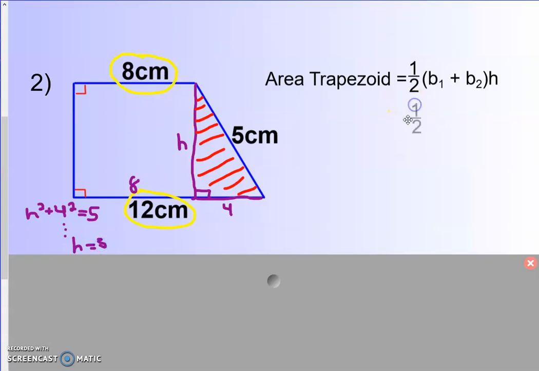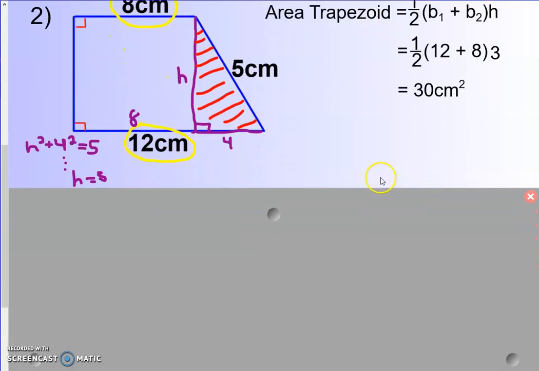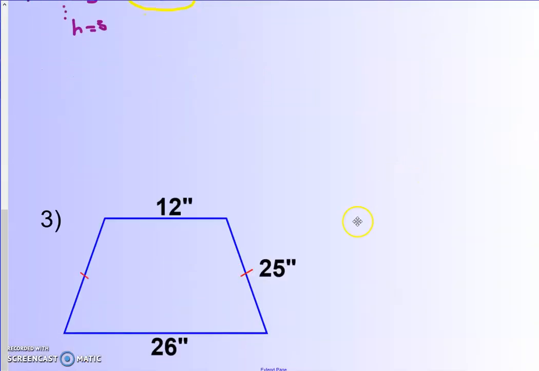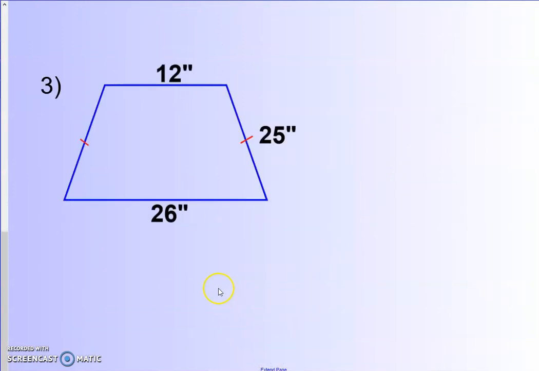So, plugging my numbers in, I have a half. I know that the bases are 8 and 12, and the height is 3. And that gives me an area of 30 square centimeters. Let's try one more problem. And here's the last problem, number 3. Why don't you try this on your own, and then come back and let's see how you did.